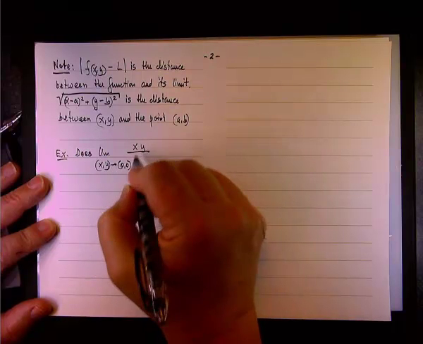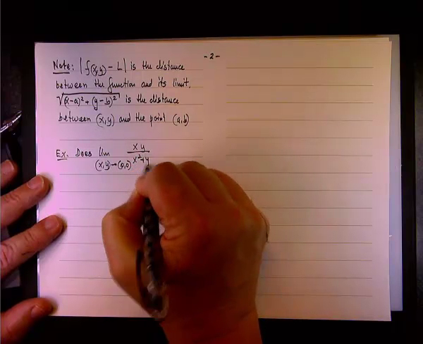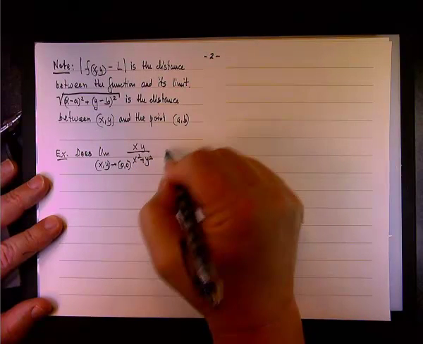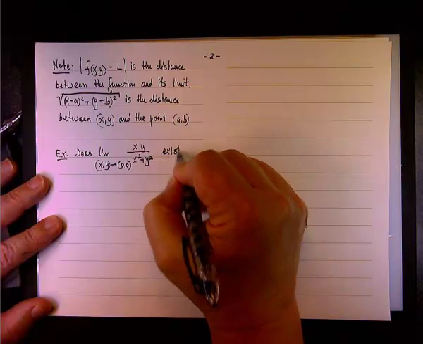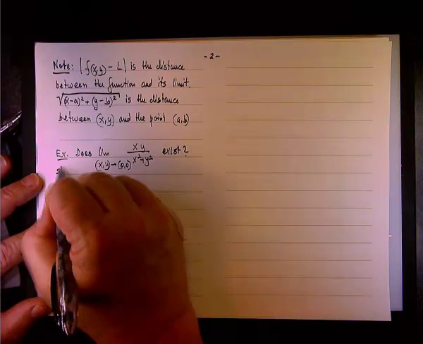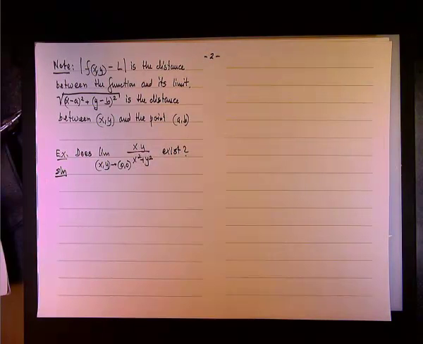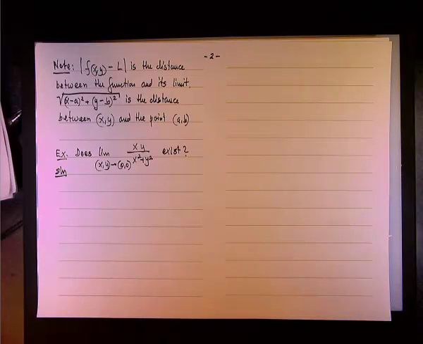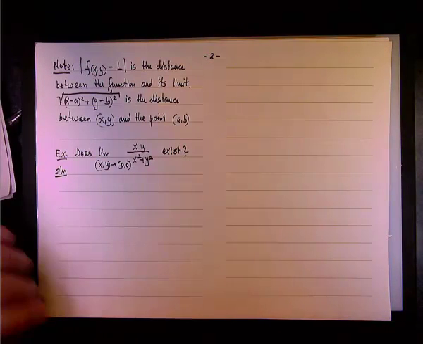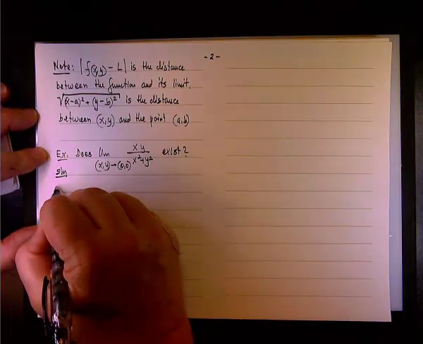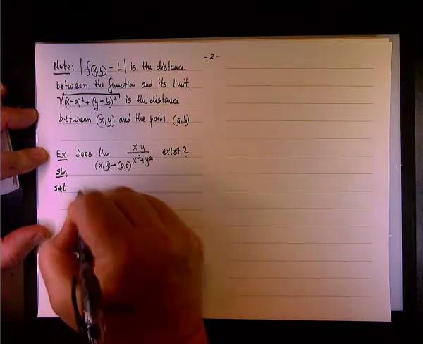We have the function xy divided by x squared plus y squared. And the question: does this limit exist? Well, as I did in the previous example, I'm going to try a different path. The first one will be, we'll set y equals 0.